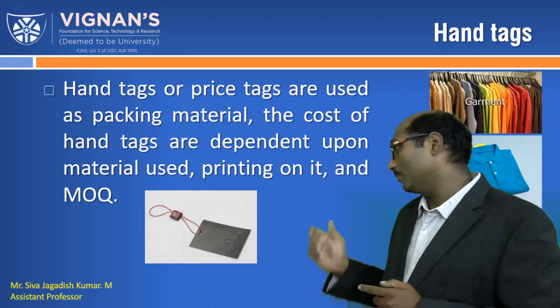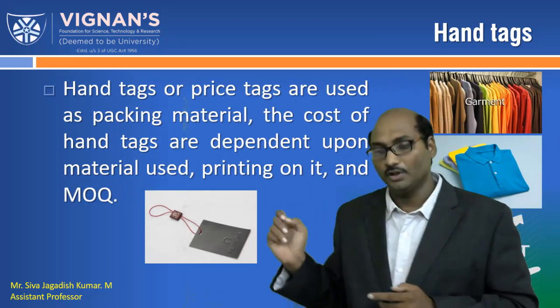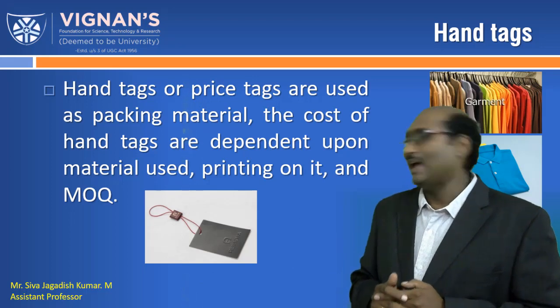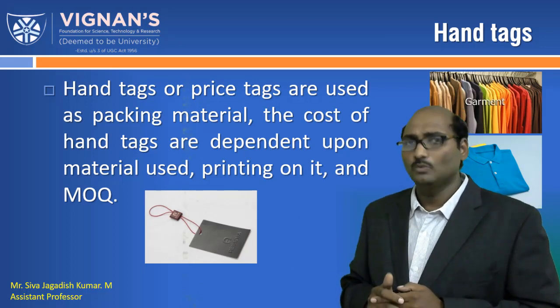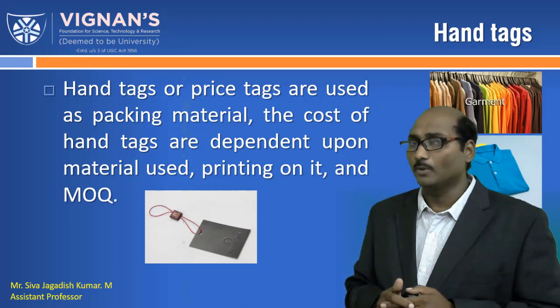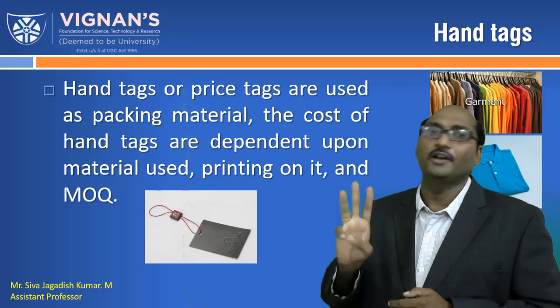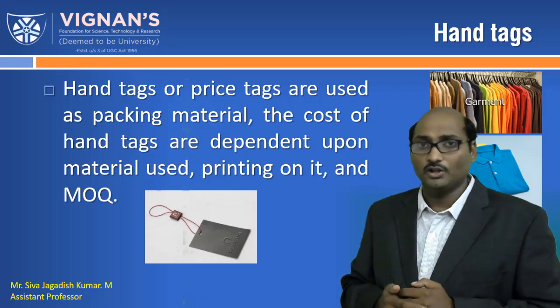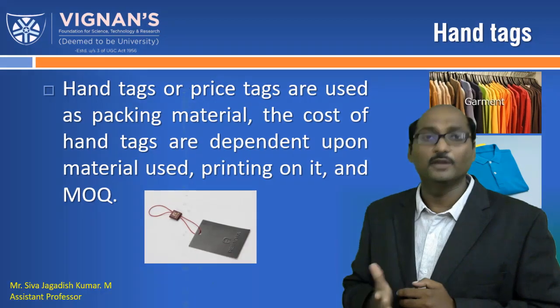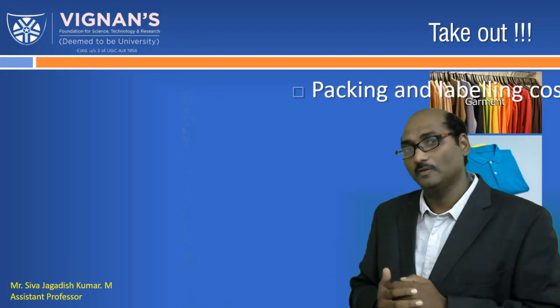The next item for discussion in terms of packaging and labeling cost is the hang tags. The hang tags are the price tags which are used as packing material. The cost of hang tags depends upon the material, printing and embossing. There are no thumb rules for it. Minimum is like 1 rupee to 20 rupees depending upon how fancy it is.